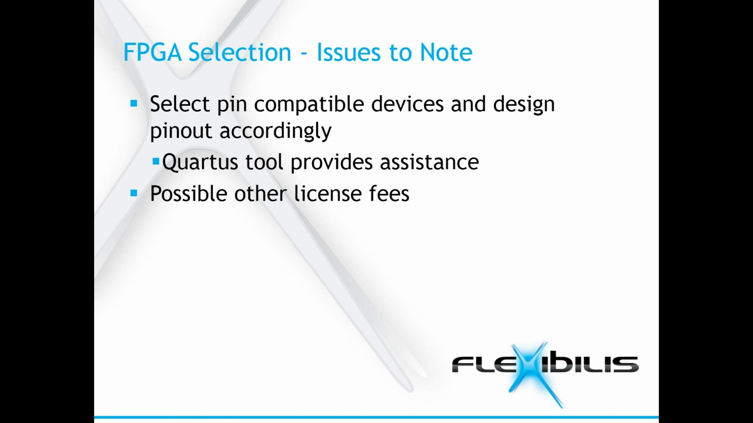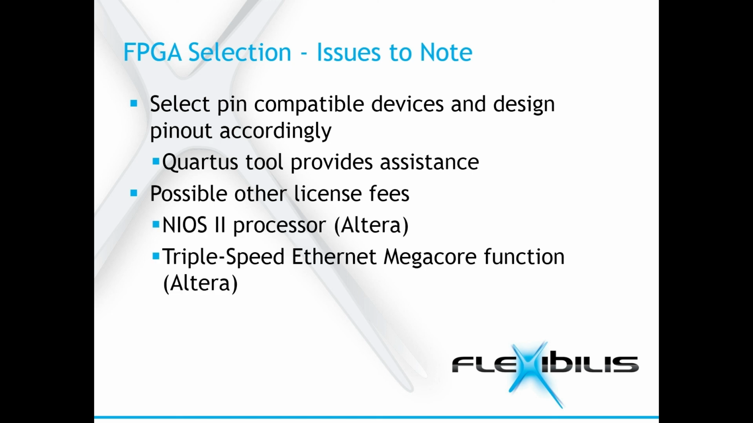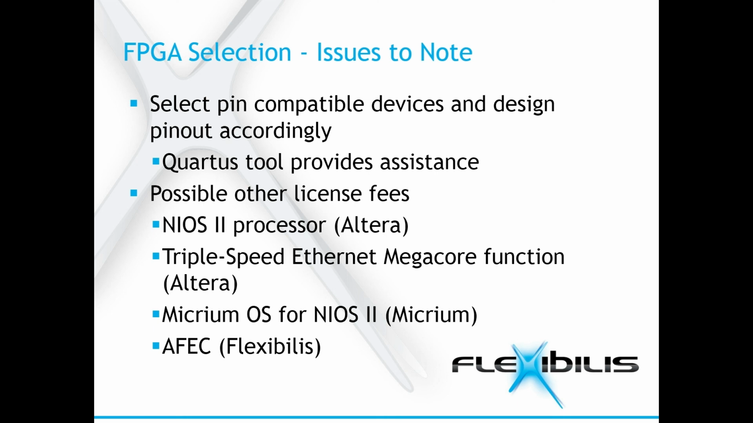Please also remember to take into account the other possible license fees. The NIOS 2 soft-core processor and the triple-speed Ethernet MegaCore function can be licensed from Altera. The MicroC/OS-II operating system is property of Micrium, and AFEC can be licensed from Flexibilis.